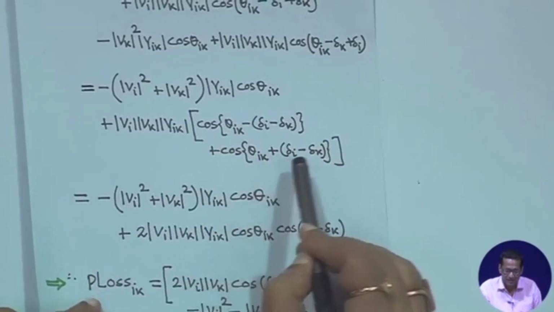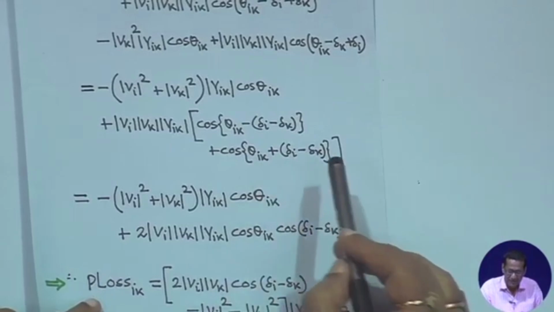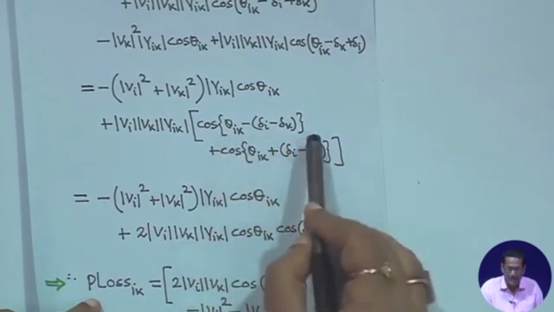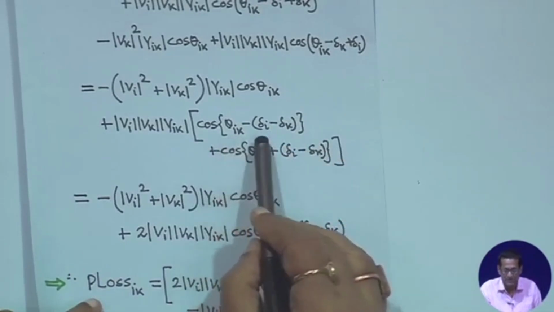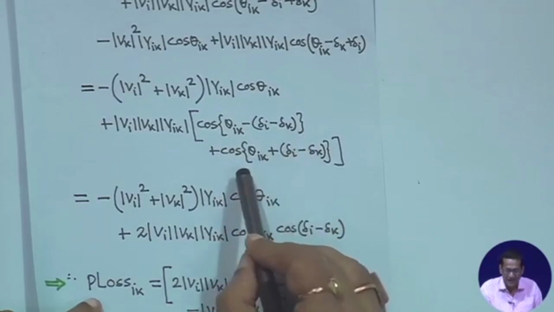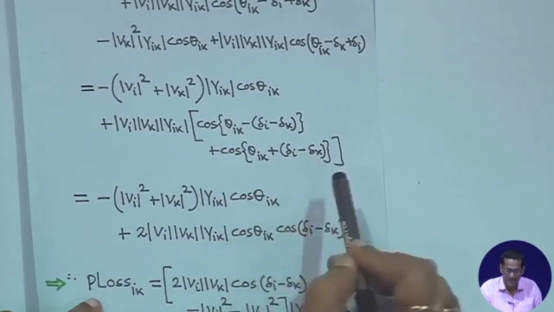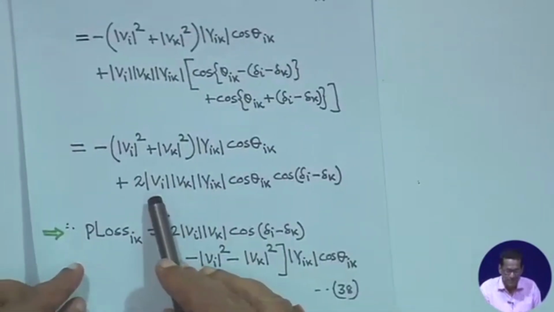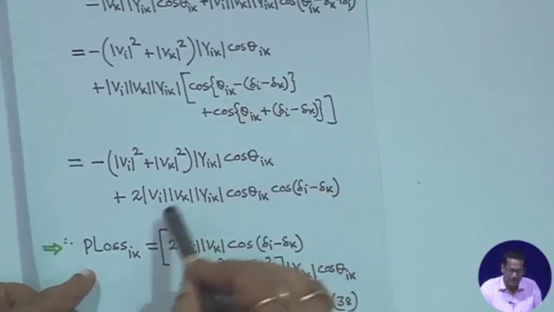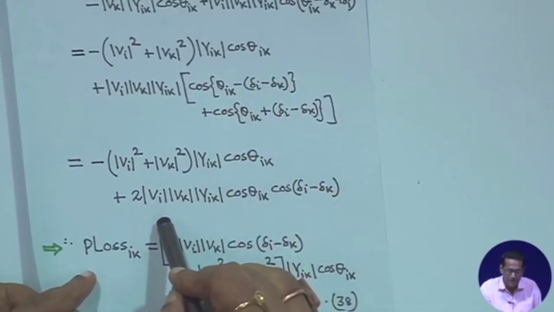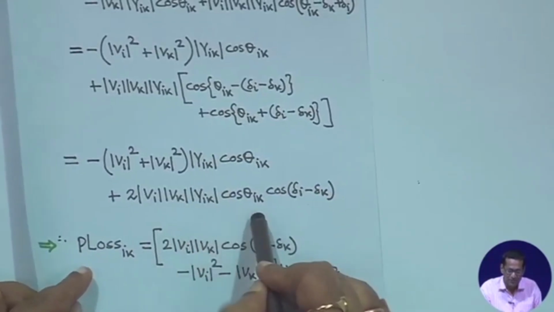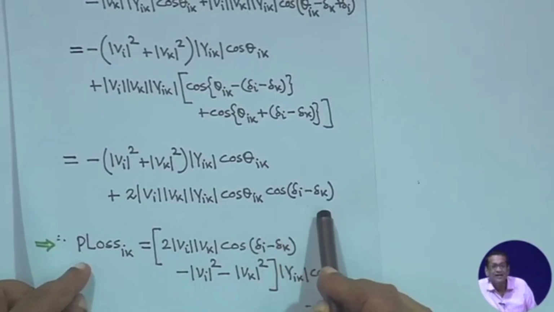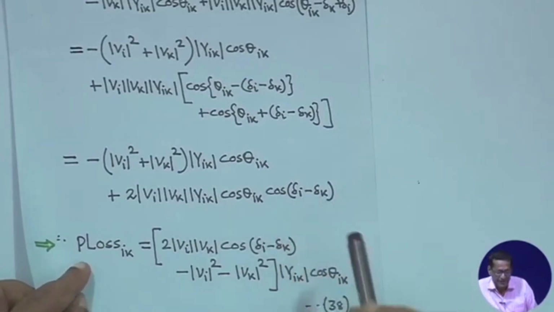The sin terms will be cancelled, because this is cos A cos B plus sin A sin B, and this is cos A cos B minus sin A sin B, so you will find the sin thing will be cancelled. So basically it will become 2 magnitude V_i, magnitude V_k, magnitude Y_ik, cosine theta_ik, cosine of delta_i minus delta_k. This expression you will get.